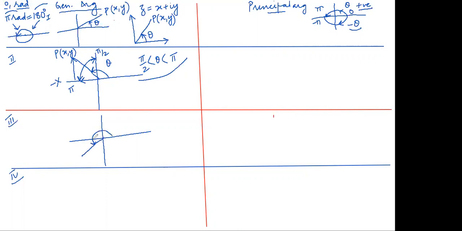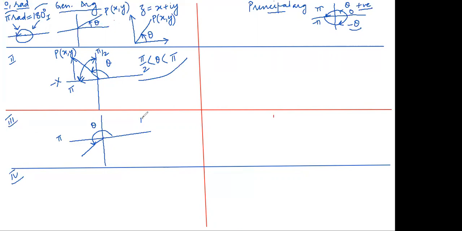And theta is in which quadrant? Theta is in the third quadrant. How will you define it? What are the limits? This is pi, so it is greater than pi. Very right, very good.